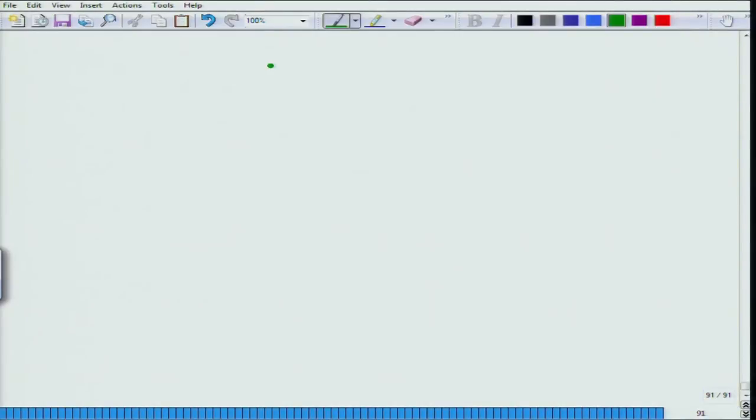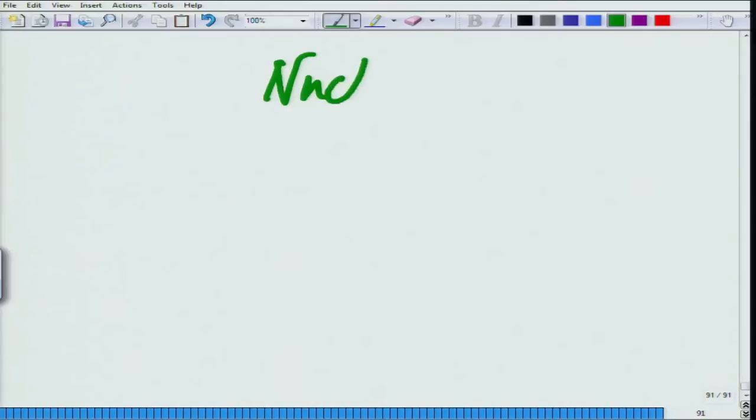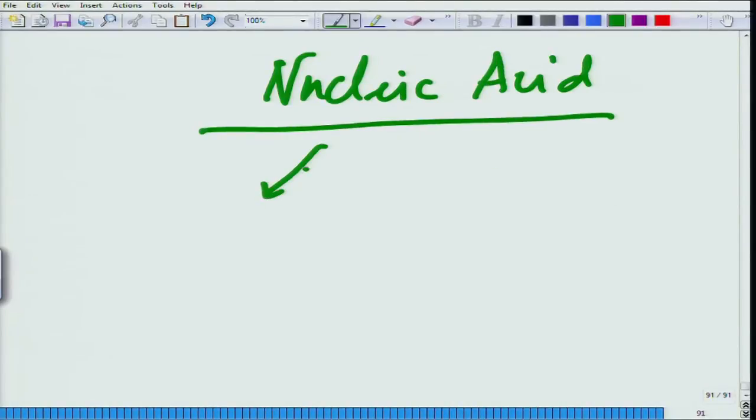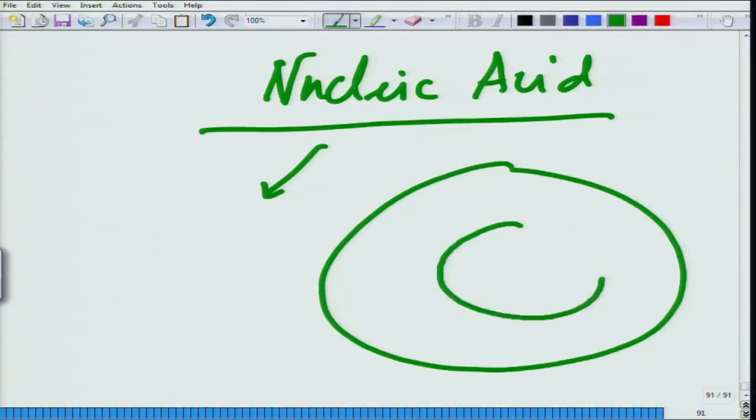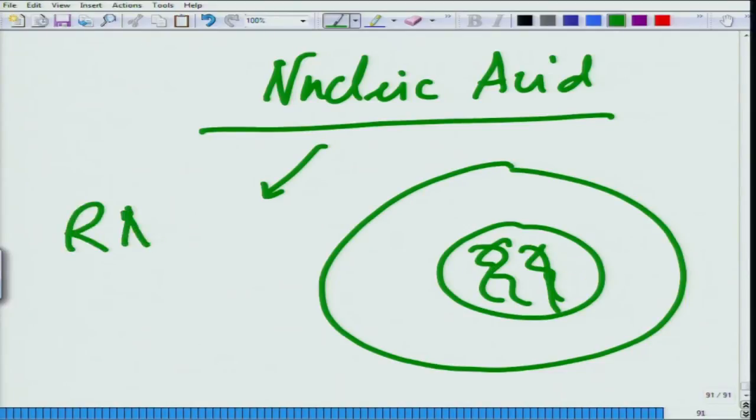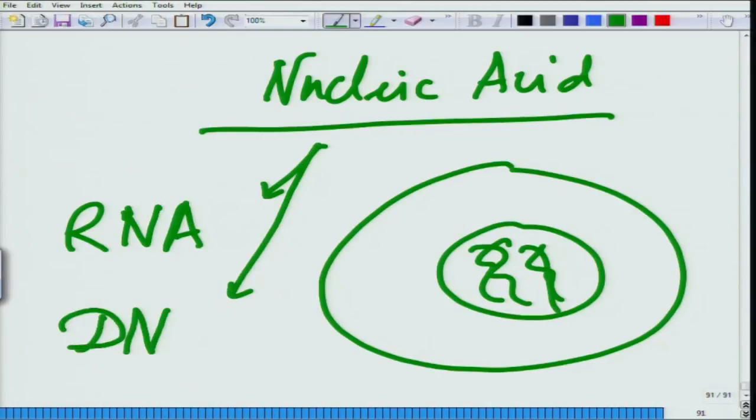Now, the last thing I am going to cover in this topic is the energy rich molecules and the nucleic acids. We will not talk in depth about the nucleic acids. There are two kinds of nucleic acids. We will come back to them as we proceed in the course. They are present inside the cell, mostly inside the nucleus, of course. Some of them may be present outside for some exceptional reasons. These nucleic acids could be RNA, ribonucleic acid, or DNA. We won't go in depth at this stage, but eventually we will come back to this.